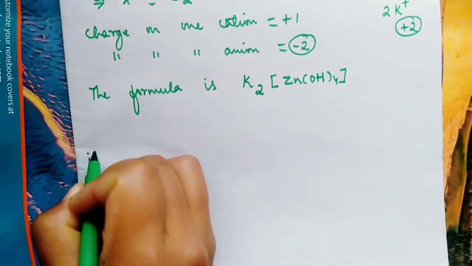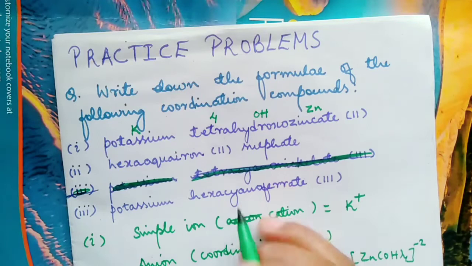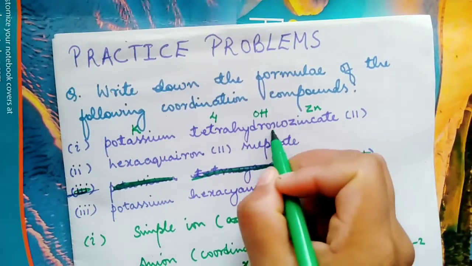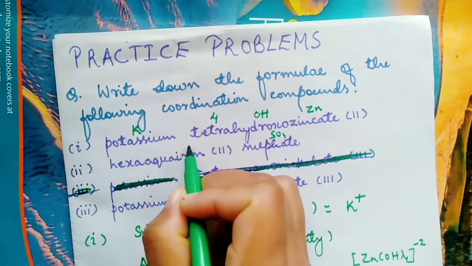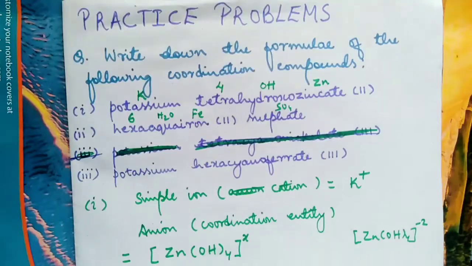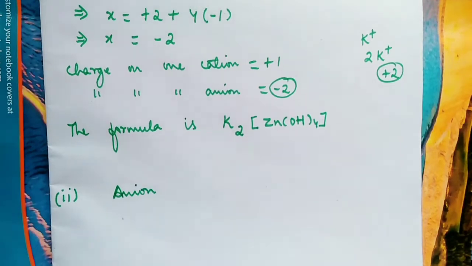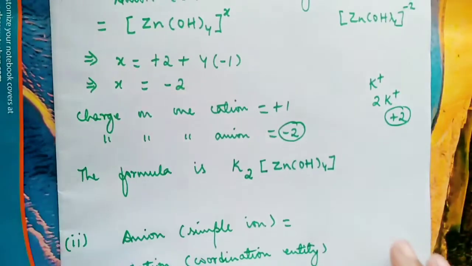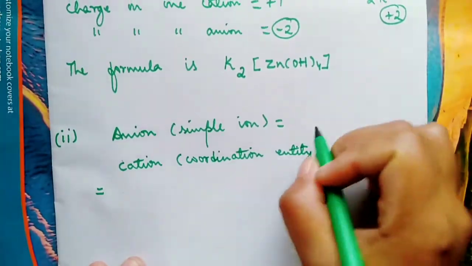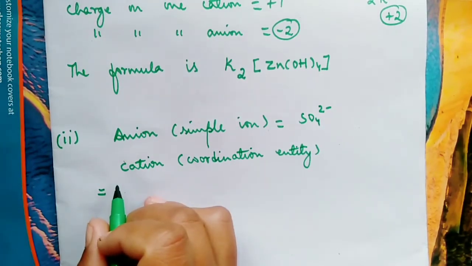So hence follow the same thing for number 2. For number 2, identify the simple ion, whether it is a cation or anion. Obviously from here, this is hexaaquairon sulfate. Aqua means H2O, hexa means 6. What is our anion or the simple ion? It is our sulfate, SO4 2 minus.